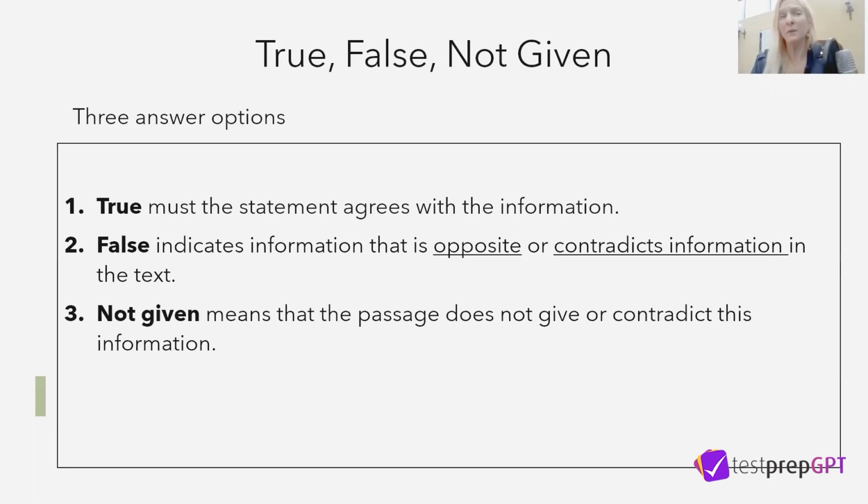And then not given means that there is no information in the passage at all related to that statement. So for example, if the statement says monkeys are funny, but there's nothing in the passage that states that monkeys are funny or humorous or even have a personality, then it's obviously not given. So I think that you get the idea, right? It's pretty straightforward.